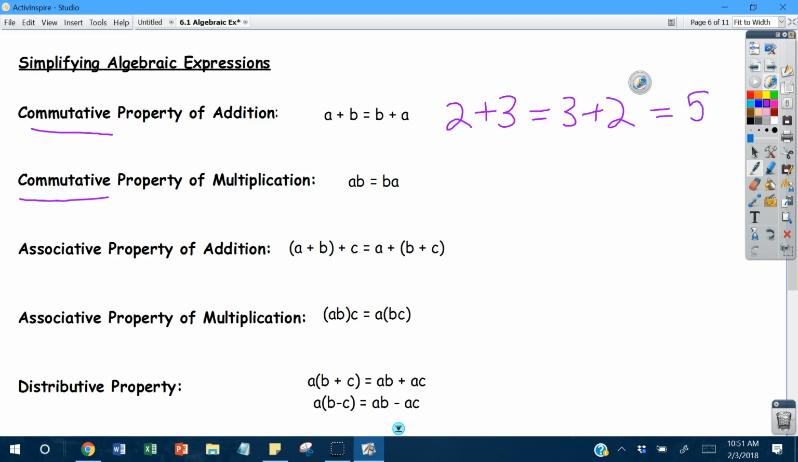So it doesn't really matter what order. In the same way, if you did 2 times 3, that's the same thing as 3 times 2, you can switch the order of multiplication. Order doesn't matter when you multiply.